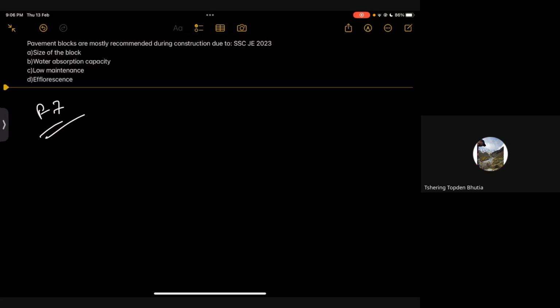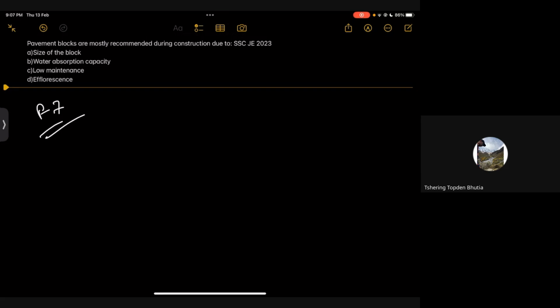Guys, use a little common sense. If you apply the concept of rigid pavement a little, you'll get the answer. Hint: the concept of rigid pavement, the differences I showed you. You can apply it from there. Pavement blocks are more or less a rigid pavement, because blocks are also cement concrete. It might be reinforced, it might not be reinforced. It all depends.